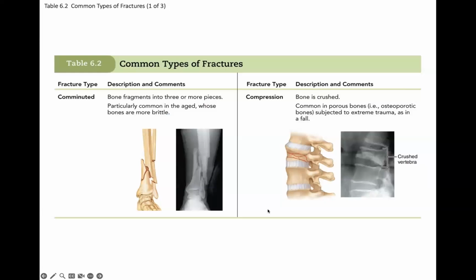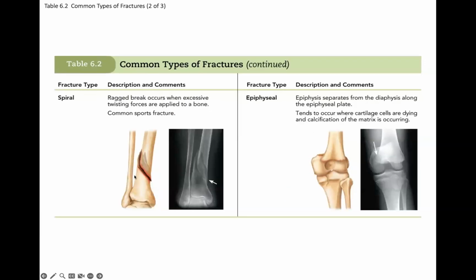So what are our types of fractures? Well, here's a comminuted fracture, right? Lots of bits and pieces. Here's a compression fracture. Spiral fracture.